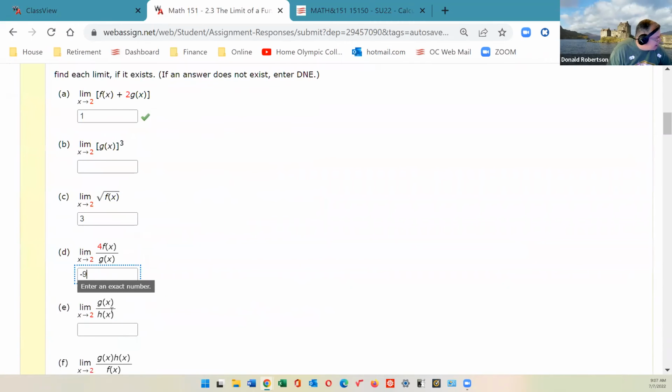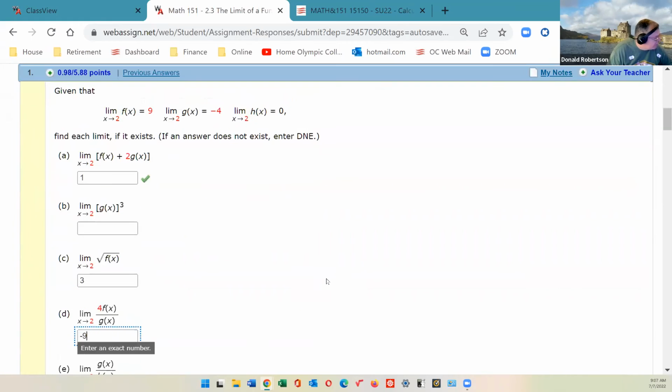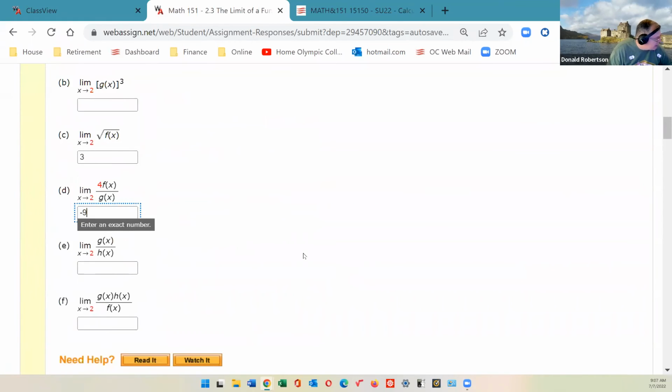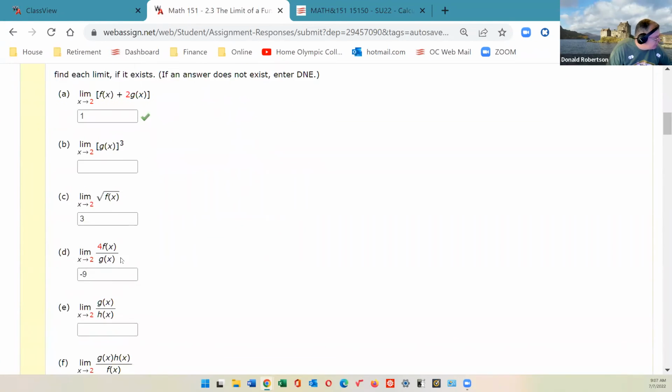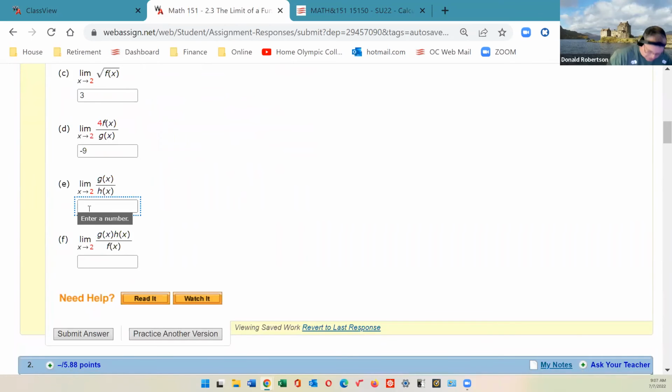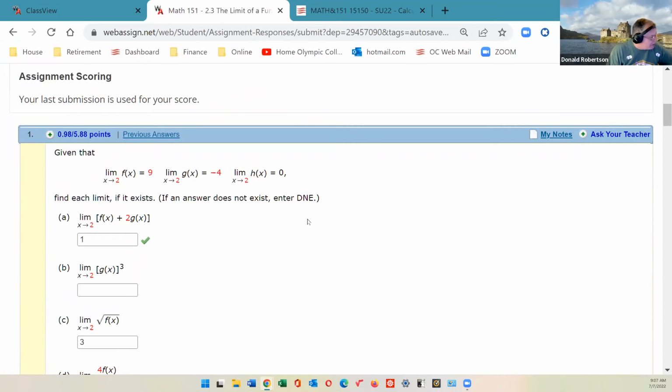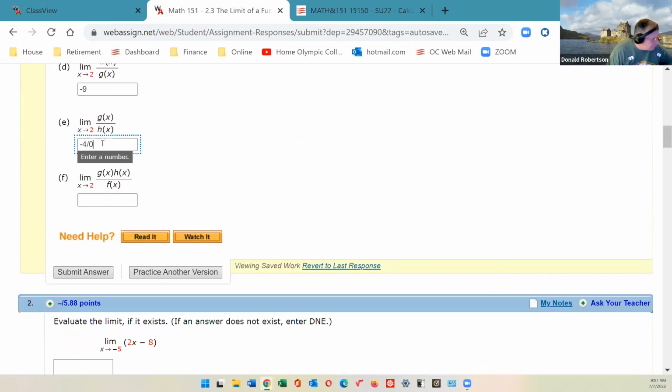Yeah. This one is the weird one. G of x over h of x. G of x is -4 and h of x is 0. So that would be -4 on the top divided by 0. And in this particular situation we don't have much in the way of choices. So in this situation, they are going to say DNA.